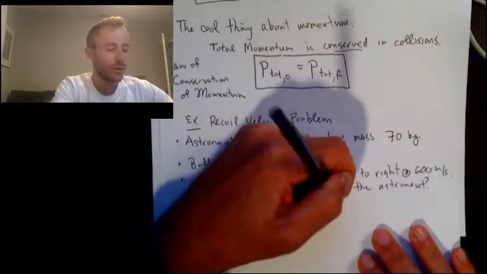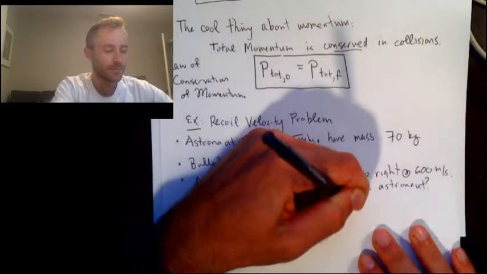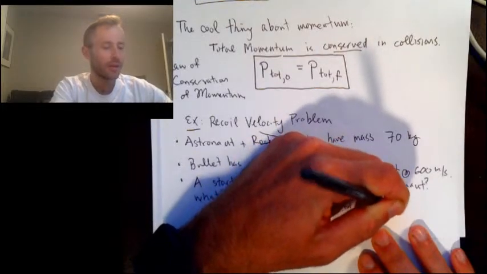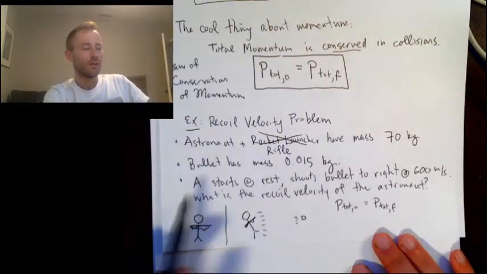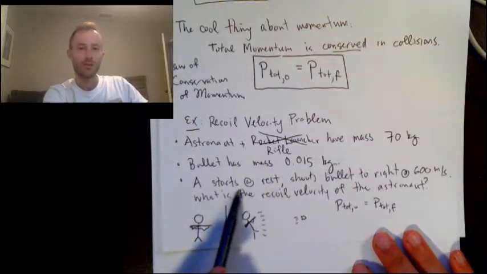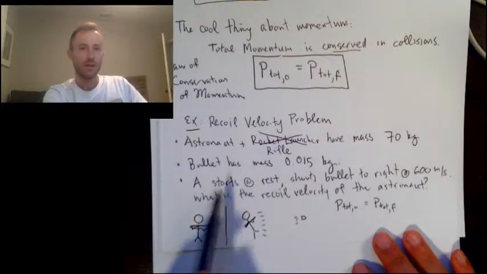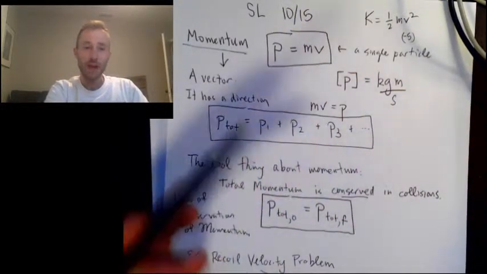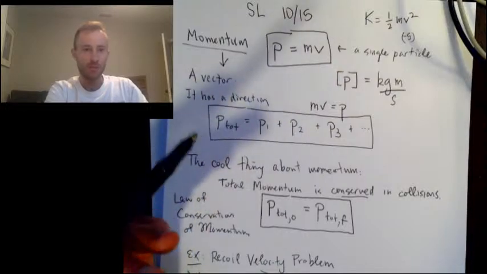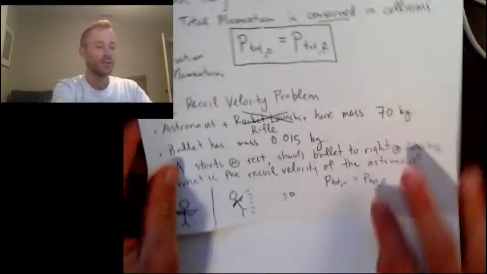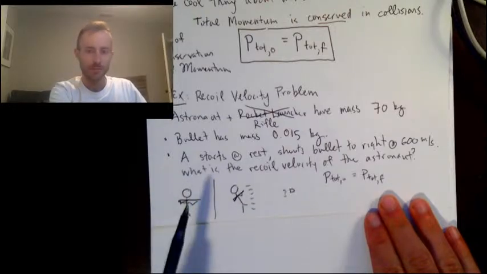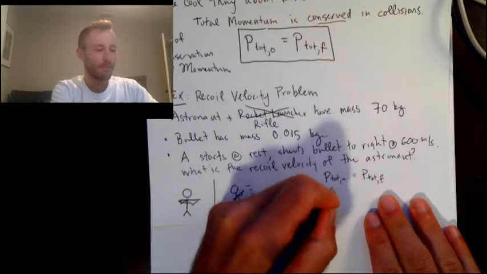So we have total initial momentum equals total final momentum. Now, before, notice how I said that everything starts at rest. Okay? And because the formula for momentum is mass times velocity, if something is at rest, then it has no momentum. So the initial momentum of this astronaut rifle bullet system is 0.